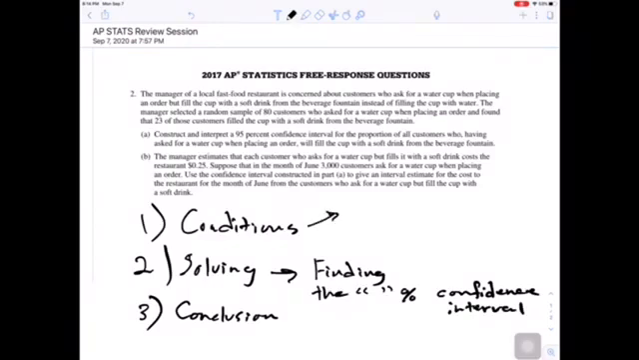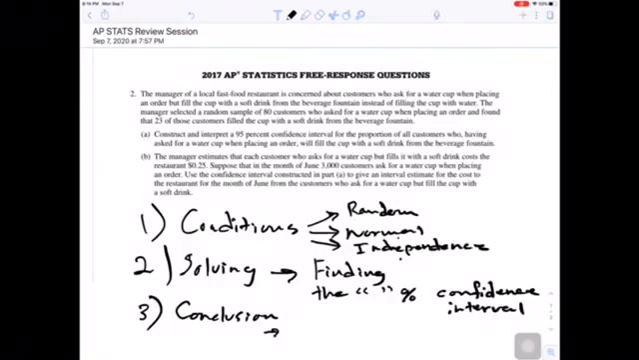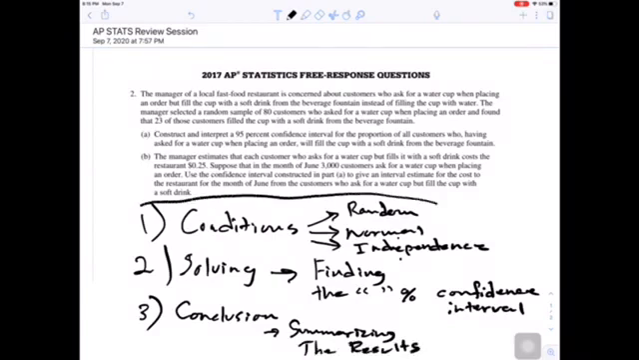And there's three conditions. The first condition is the random condition. The second is the normal, and the third is the independence condition. The conclusion is basically a summary of your findings. The conclusion explains your answer in terms of what the problem is asking for. There are specific requirements for the conclusion we'll be going through later. Together, these three steps guide you through how to construct a confidence interval.